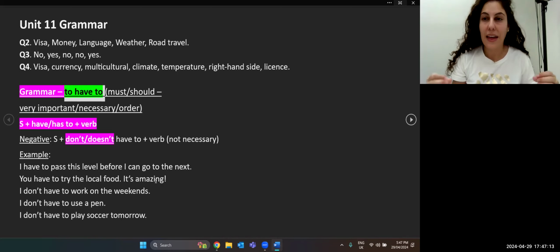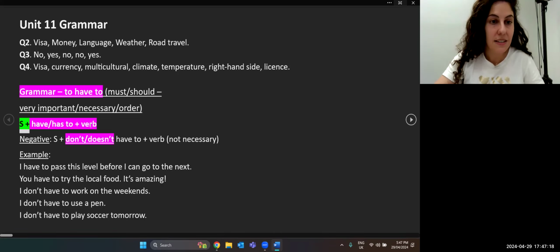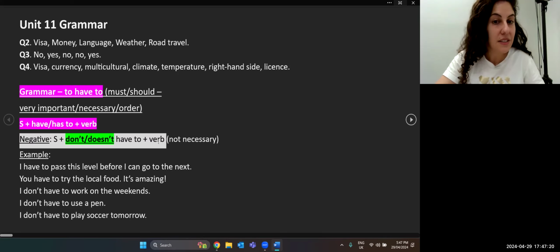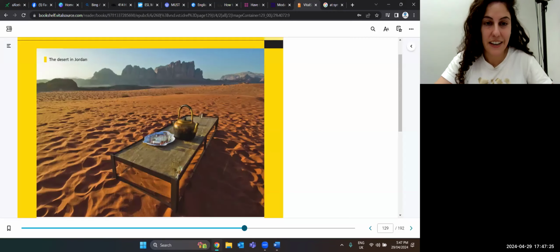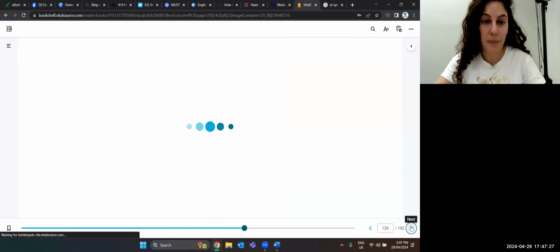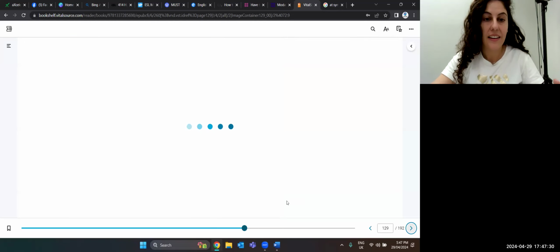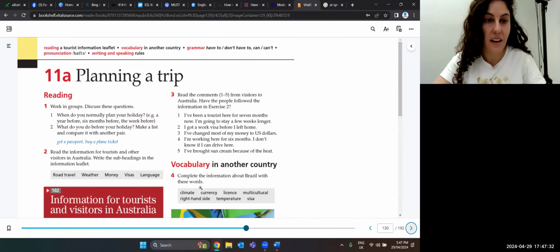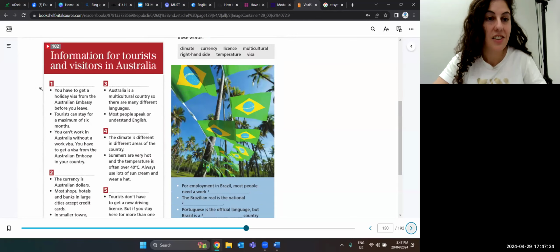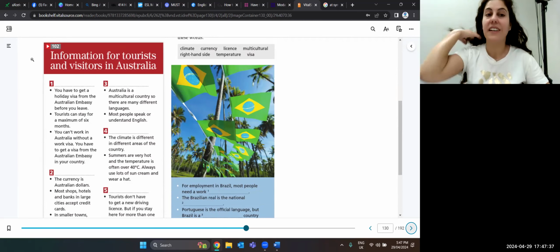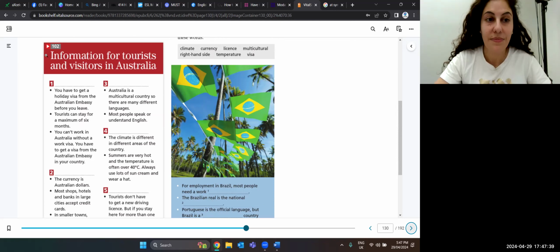Have a look at this grammar and how they use have to make a positive sentence. How do they make a negative sentence? Okay, so let's have a read. We'll read together so that you can hear my pronunciation and you can copy the way that I read. Okay, so this is the article. So the title is Information for Tourists and Visitors in Australia.